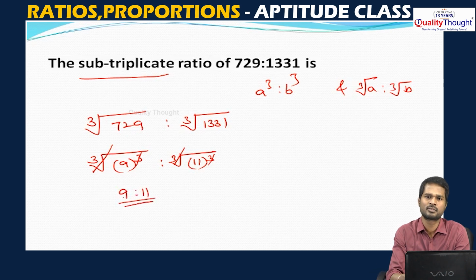So remember this: duplicate ratio of A is to B is A square is to B square. Triplicate ratio of A is to B is A cube is to B cube. Subduplicate ratio is square root of A is to square root of B. And subtriplicate ratio is cube root of A is to cube root of B. This is how it will be calculated.